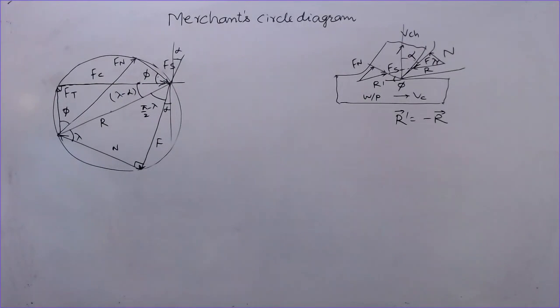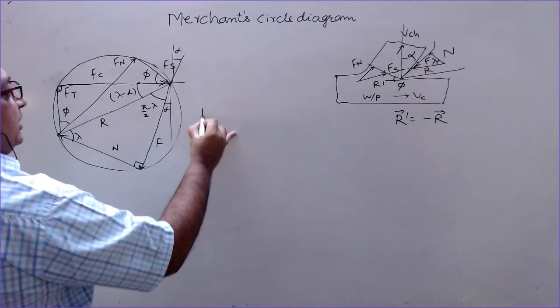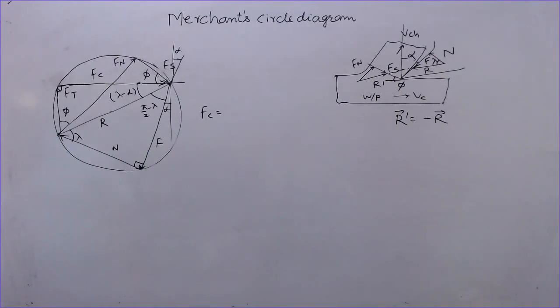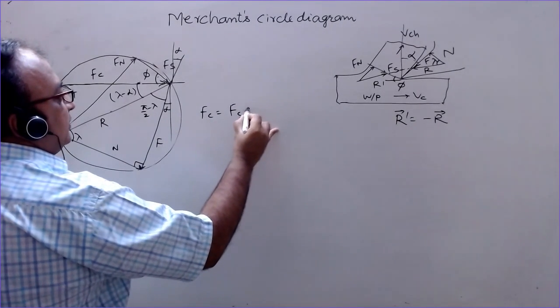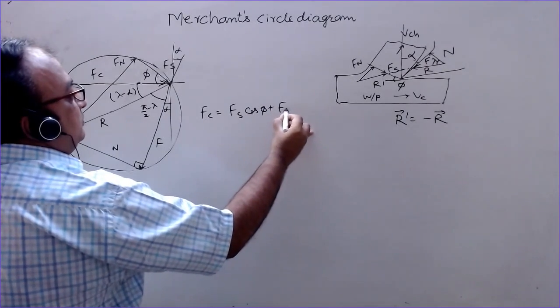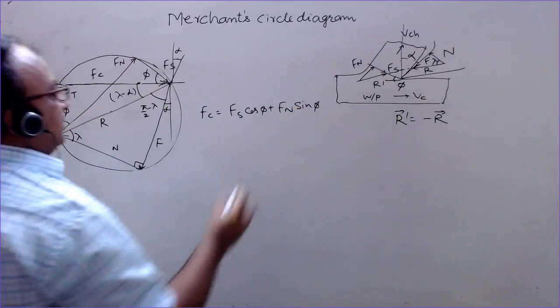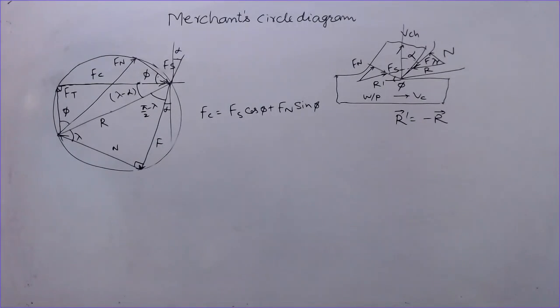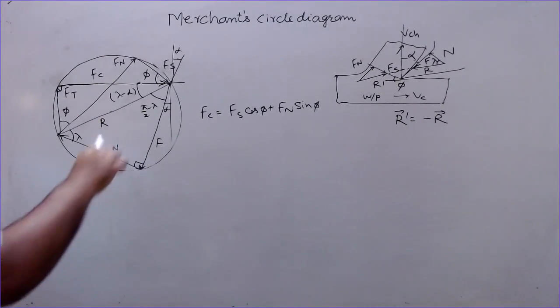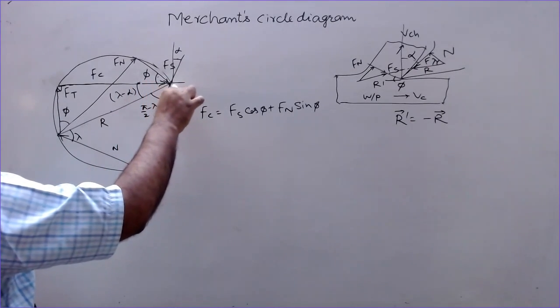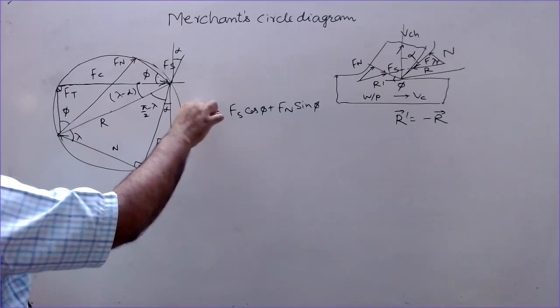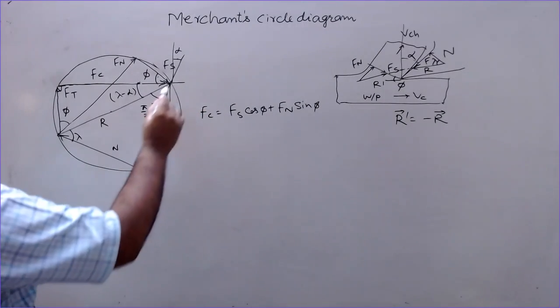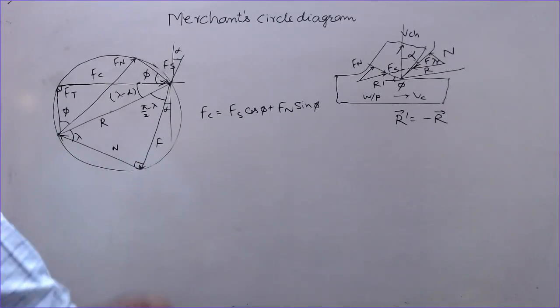Now we can write the relationship among the forces. You can resolve the forces and find the components. Fc can be written in terms of Fs and Fn: Fc equals Fs cos phi plus Fn sin phi. Fs is acting in this direction, and this is making an angle phi with this. If you extend this line in this direction, this angle will be phi. So cos phi will be in this direction, sin phi will be in this direction.